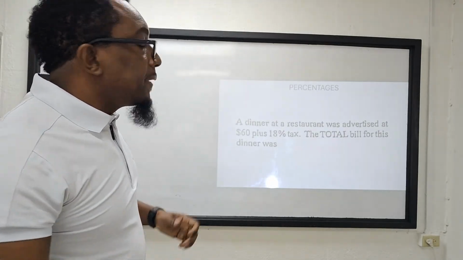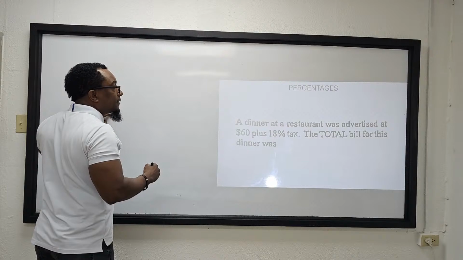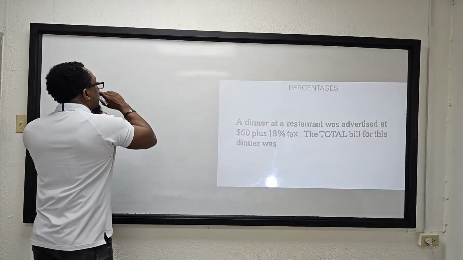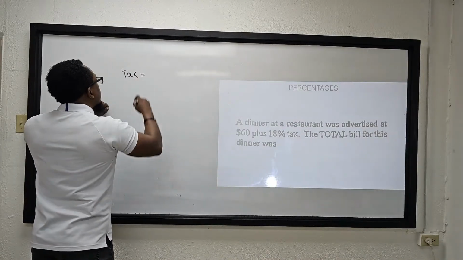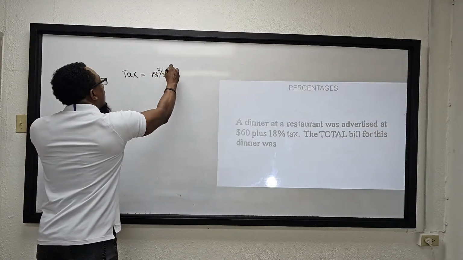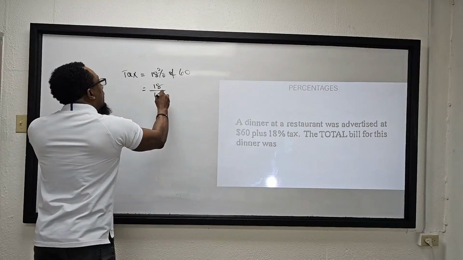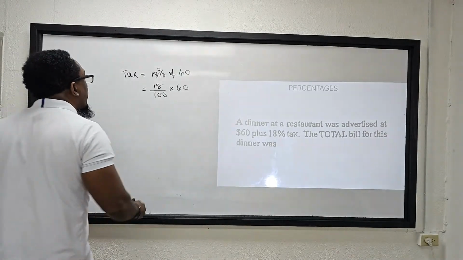Right, so 60% plus 18% tax. So the tax will be 18% of 60, 18 over 100 times 60, which will give us what?